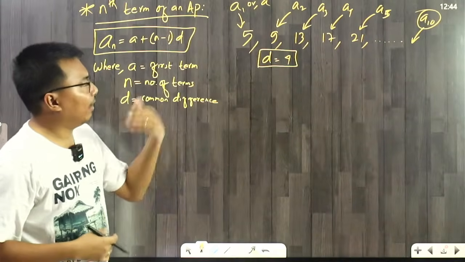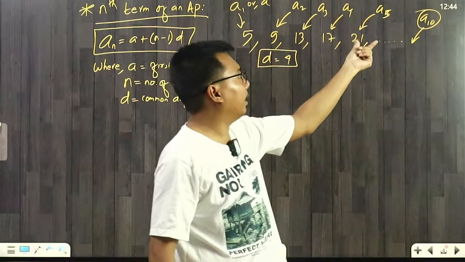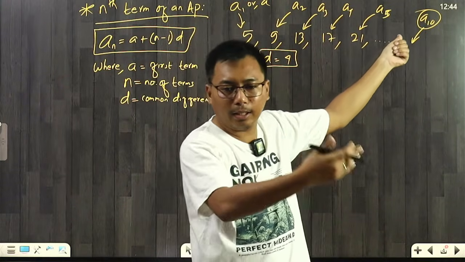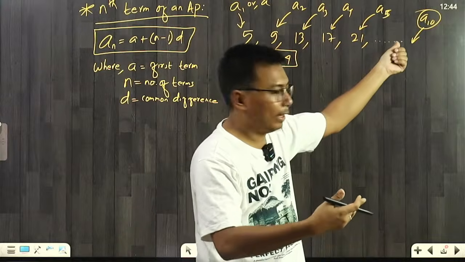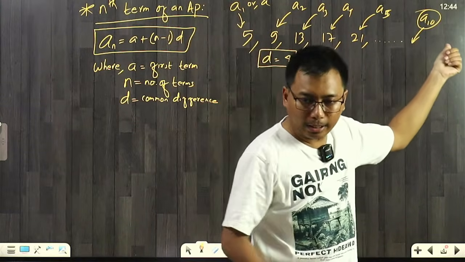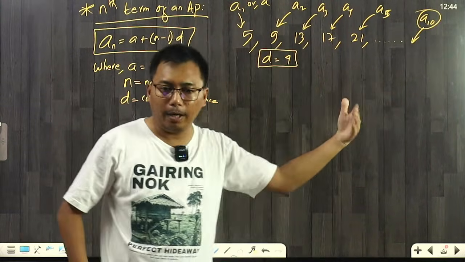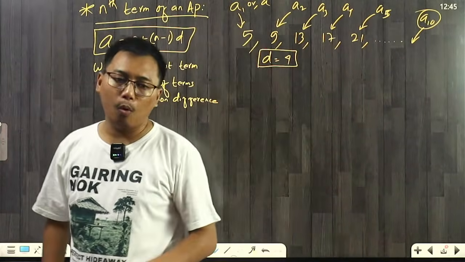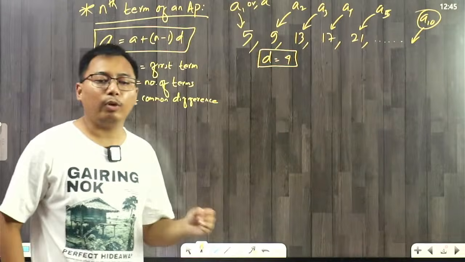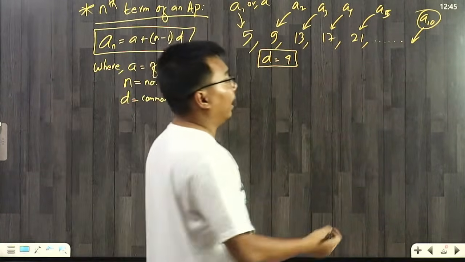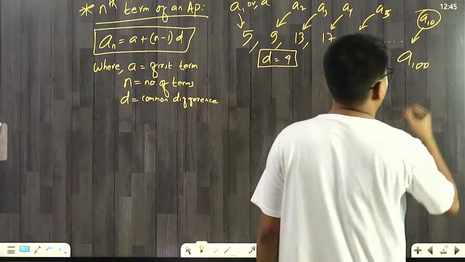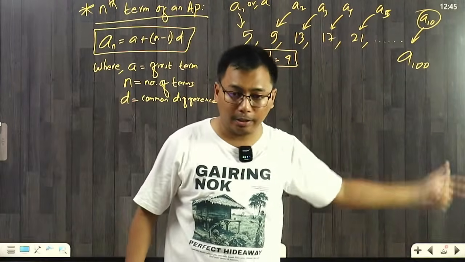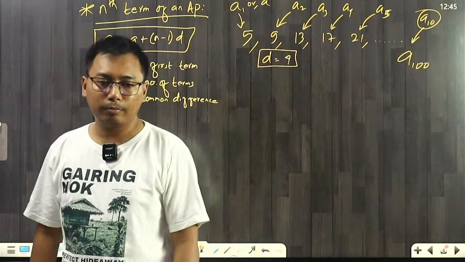Now, do we keep on adding? Let's say I add plus 4, I'll get 25. Add plus 4, I'll get 29. Add plus 4, then I'll get 33, and so on. Do we do that? No, because if we do that, we'll be wasting our time. What if they ask us to find the 100th term? We'll add 4 a hundred times to find the 100th term. No.